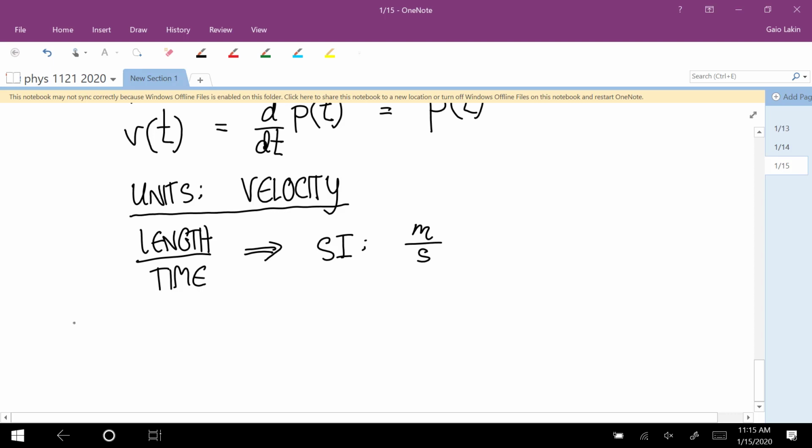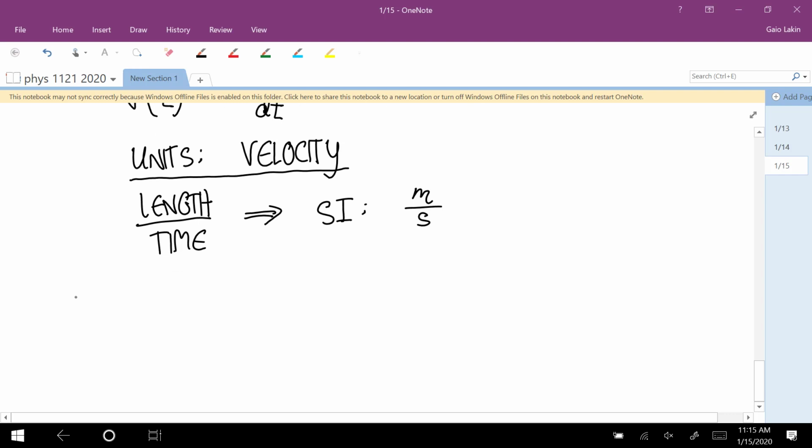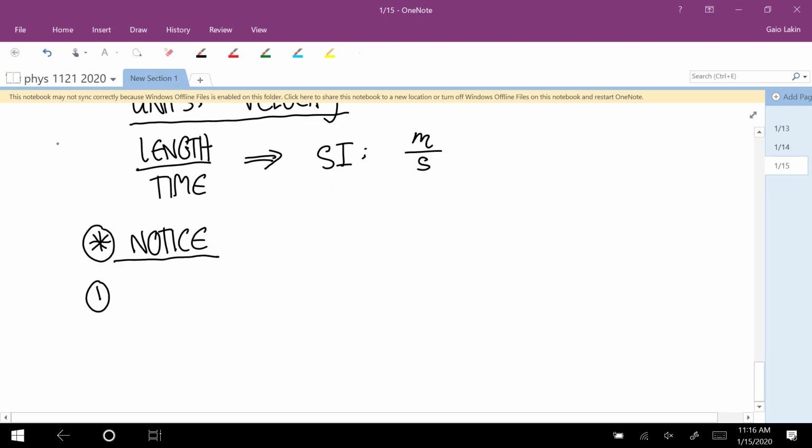And here are some things to notice about the instantaneous velocity. First, the absolute value, or the magnitude, of the instantaneous velocity is the instantaneous speed.